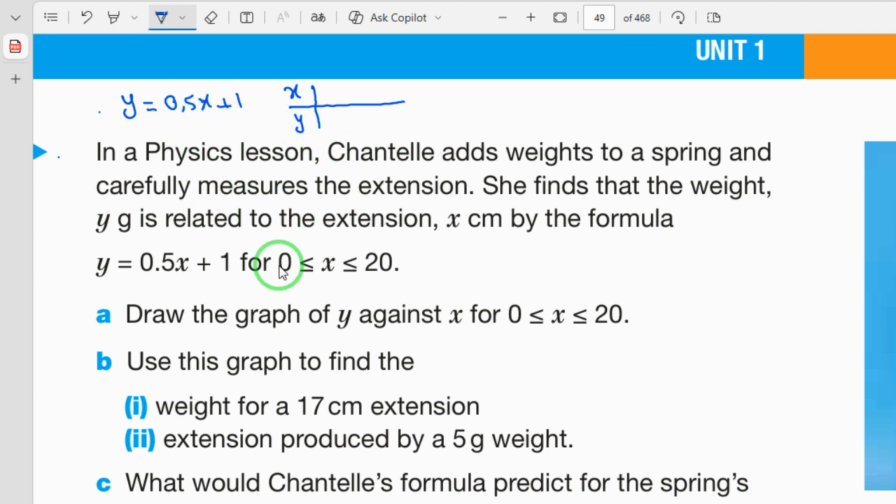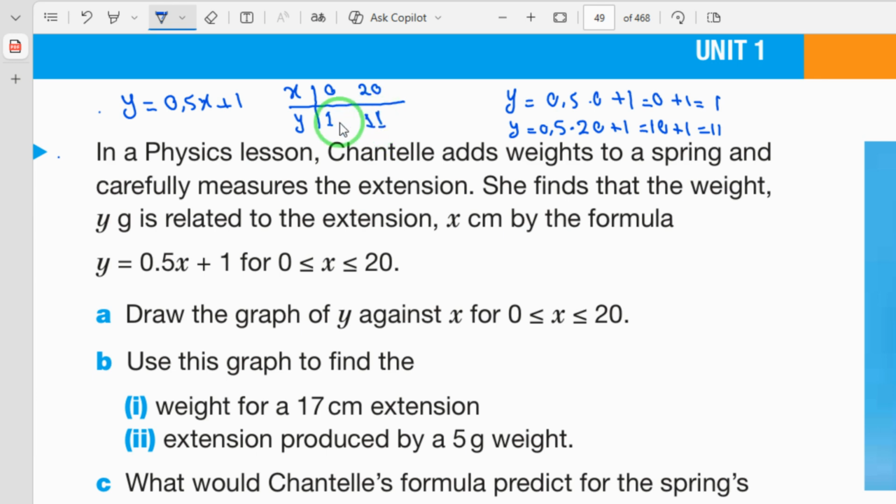If x becomes, for example, 0, y is equal to 0.5 multiplied by 0 plus 1, which is equal to 1. So if x becomes 0, y is equal to 1. Next one, we give 20 for this one. If x becomes 20, y is equal to 0.5 multiplied by 20 plus 1. 0.5 multiplied by 20 gives us 10, plus 1 becomes 11. If x becomes 20, y is 11.